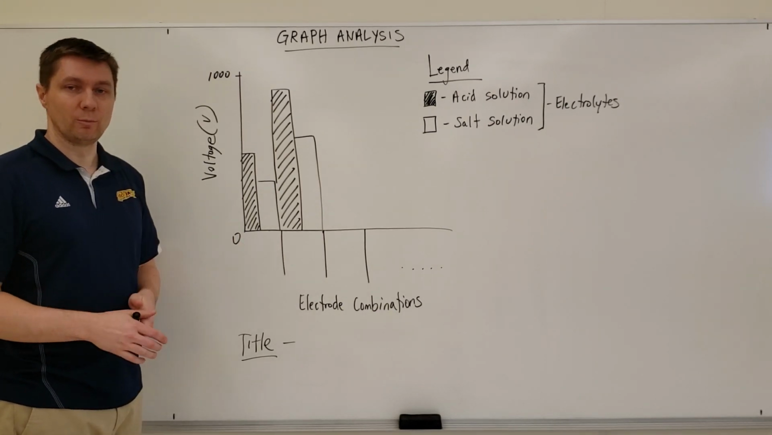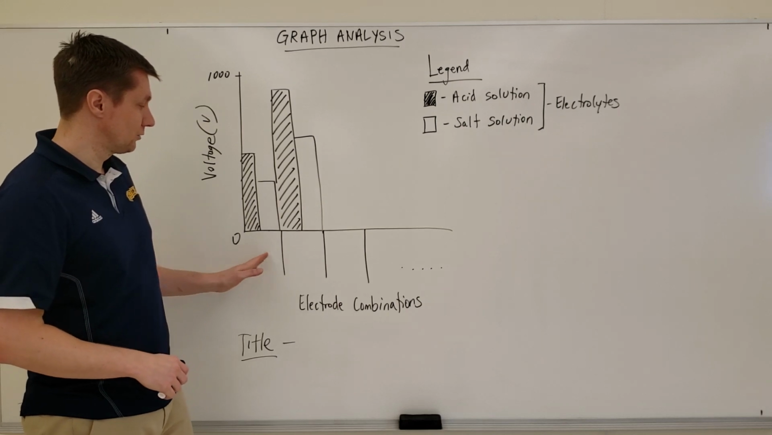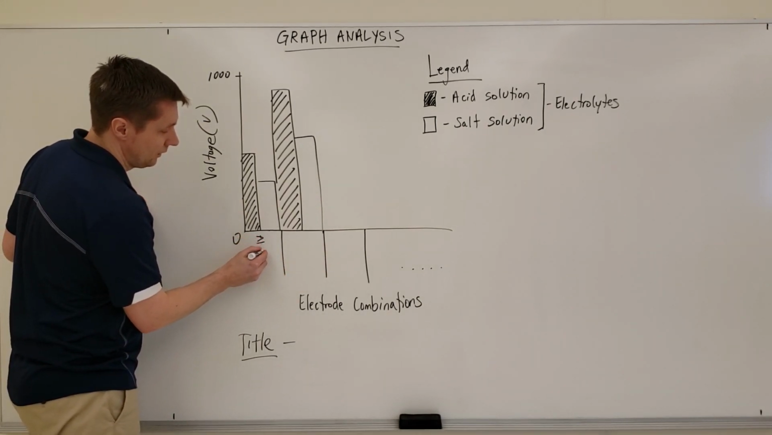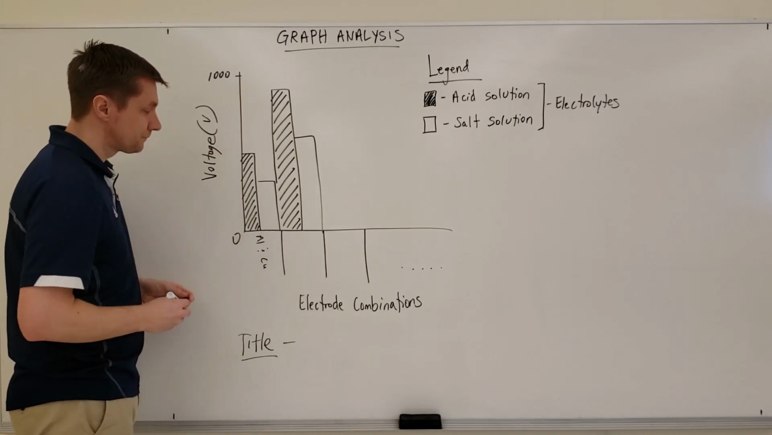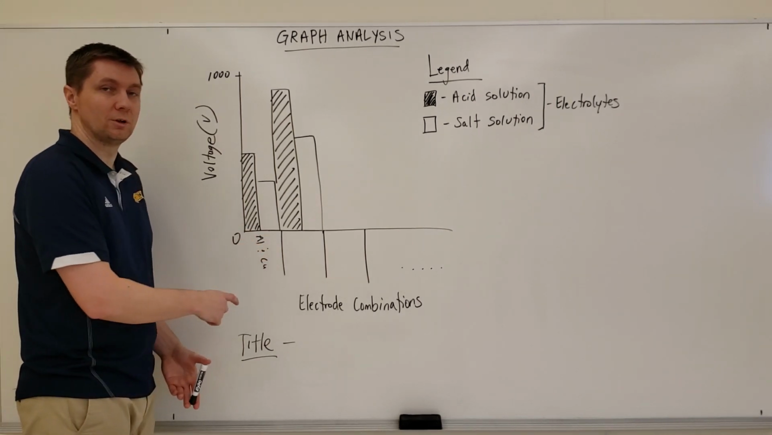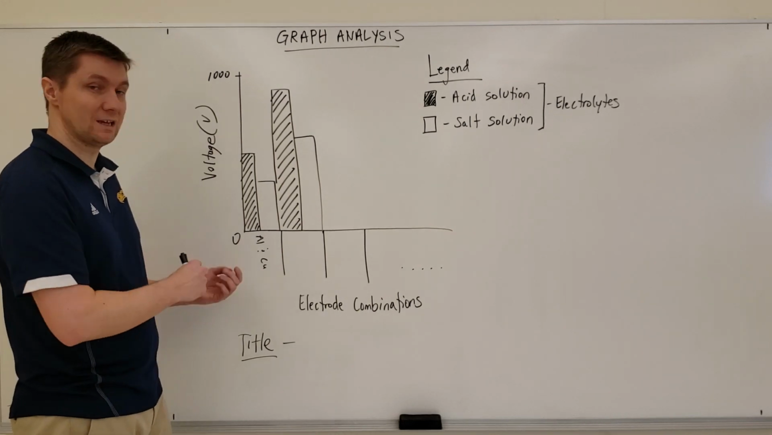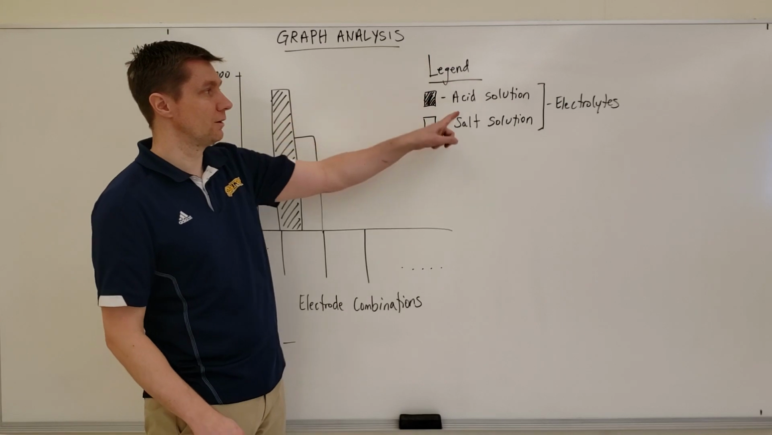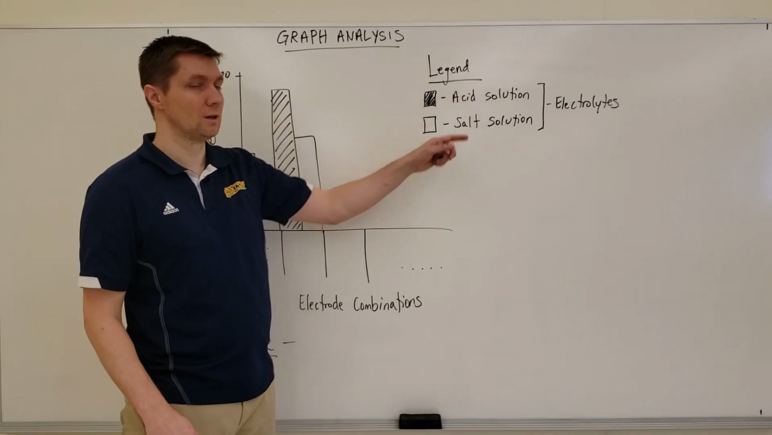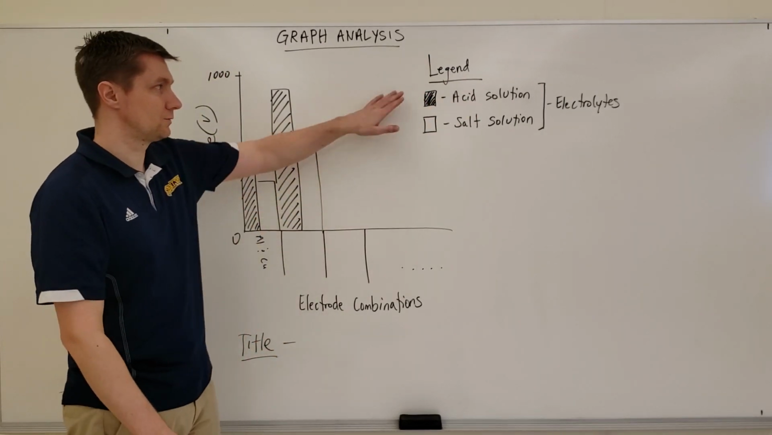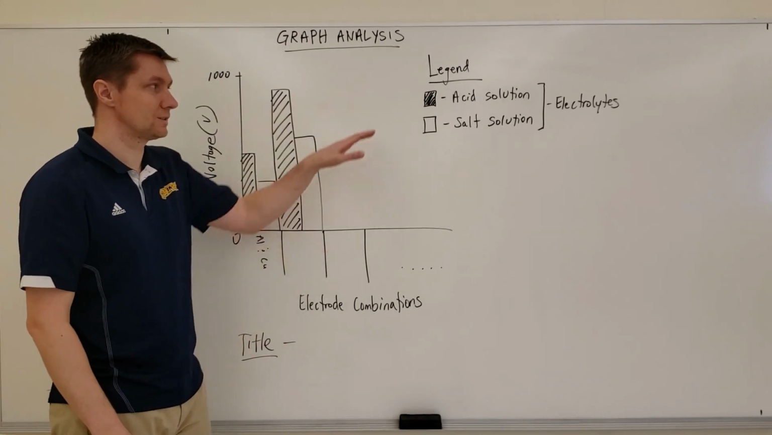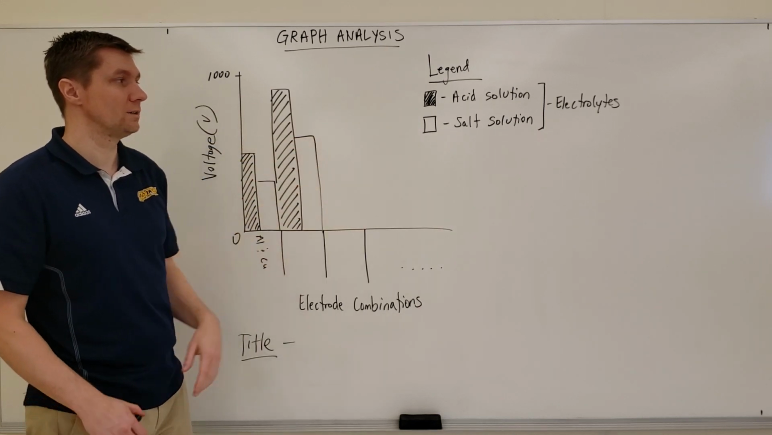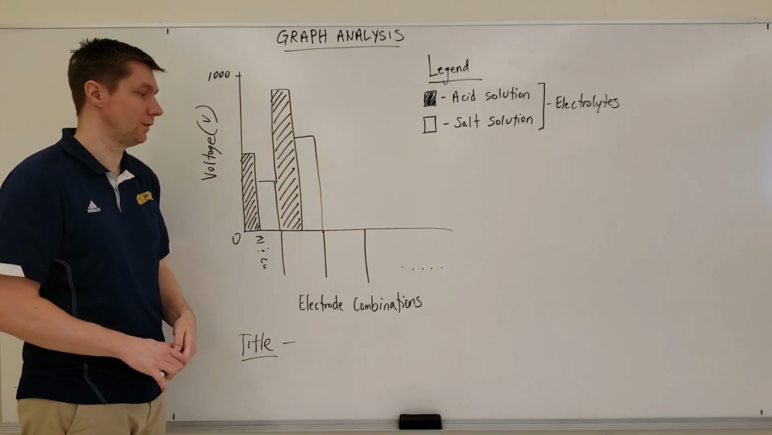This graph is going to be a double bar graph, and it's because for each electrode combination that we've done, so let's say this one was aluminum and copper, for each electrode combination that we tested, we also tested that electrode combination in 2 different electrolytes. So you can see over here in my legend, I've got some boxes and rectangles that are filled in with the lines. That's going to represent my acid solution electrolyte. And then the ones that are white are just my salt solution electrolyte.